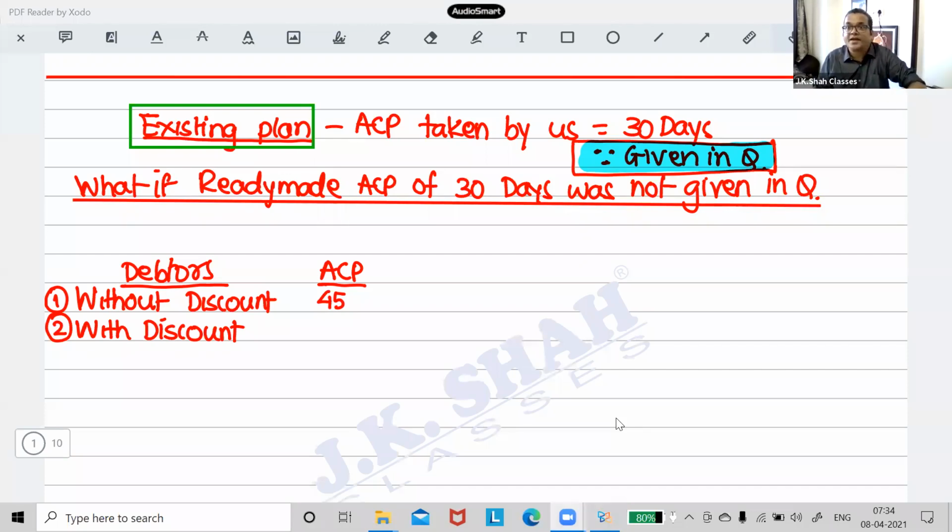Now, see those people who go with discount. They will be allowed a discount provided they pay within 10 days. So I'll write 10 days over here. Now, within the same plan, I have two types of debtors. What is the weightage? Let me write it in full.